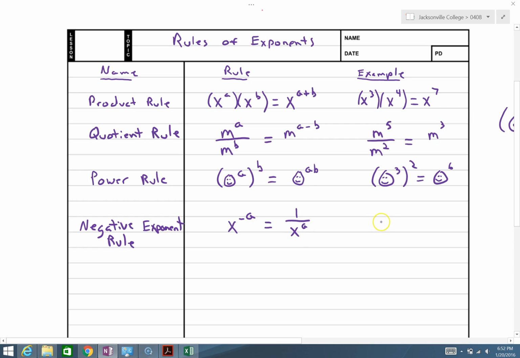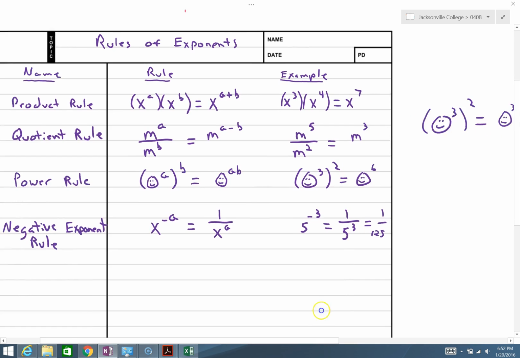For example, if you have some number like 5 to the negative 3 power, it simply becomes 1 over 5 to the positive 3 power. And we could further simplify this 5 to the positive 3. 5 to the third is 5 times 5 times 5. That's 125.